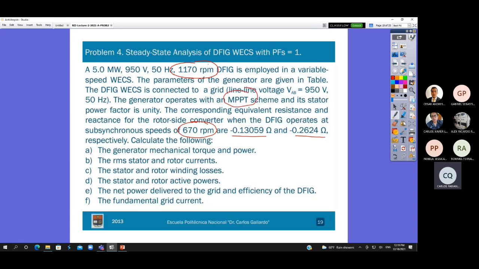MPPT means the maximum power point tracking. Okay, continue, Mr. Lozada, please.